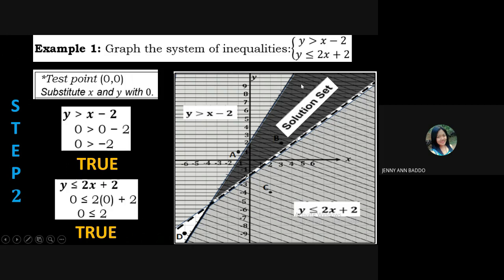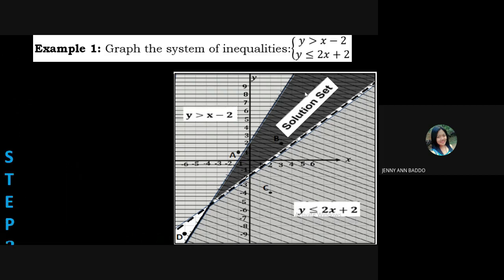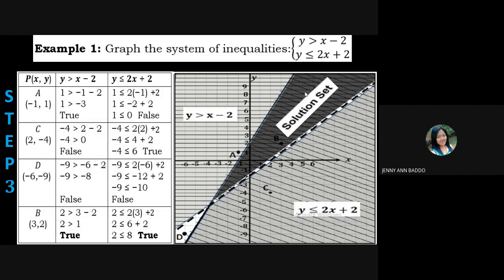So all the points that are found on this region are all solutions of the given system of linear inequalities. Next, step 3. We now have to pick a test point for the region to verify the solution. This is already the checking part, testing whether our answer is true.